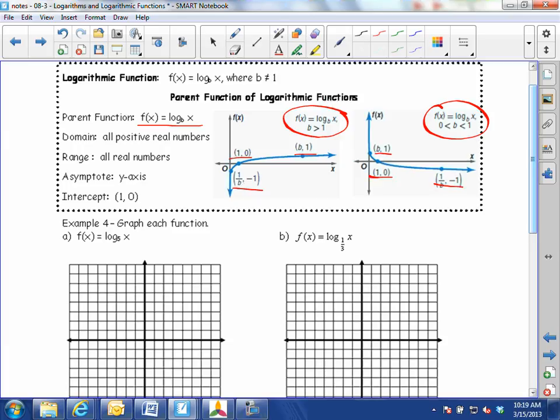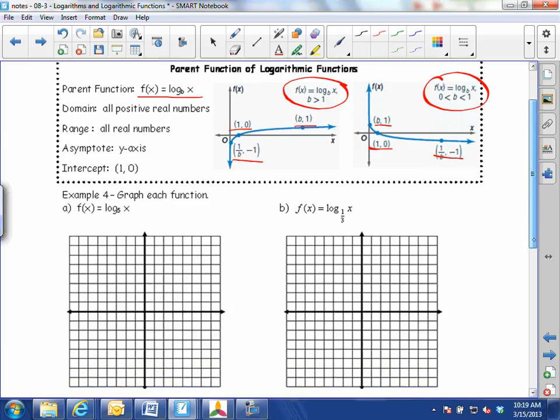Okay? So if I'm looking at this one, my base 5, is that going to make it curve up or is it going to curve down? Okay. 5 is my b, it's my base. Over here we said b is greater than 1 or b is between 0 and 1. If it's greater than 1, it curves up. If it's not a fraction, it's going to curve up. So we can just graph this.